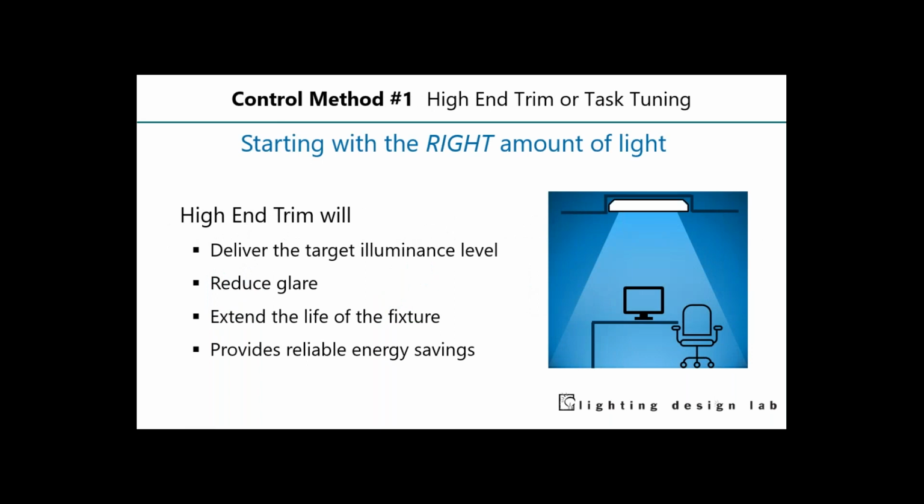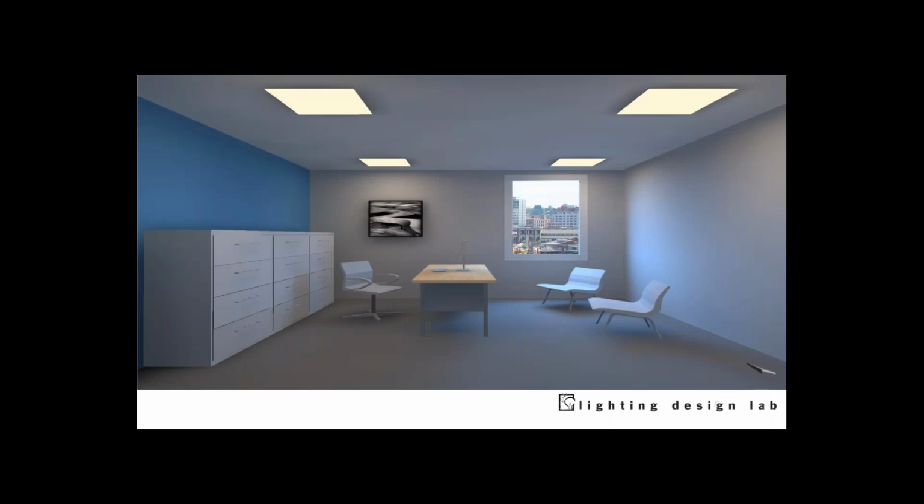The first one is high-end trim. It's all about starting with the right amount of light. It is all too common that nobody wants to spec lights that might not be bright enough, and so when the lights first go in, they're much too bright and you have glare and issues like that. High-end trim is all about dialing down the initial light output so it matches the task that's going to be completed in that space. And a picture is worth 1,000 words.